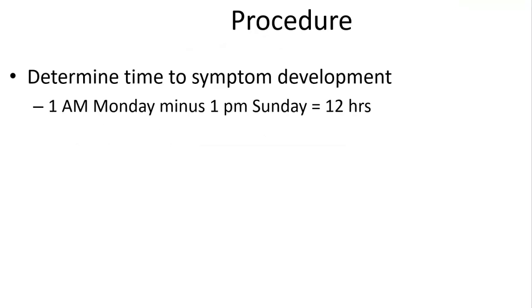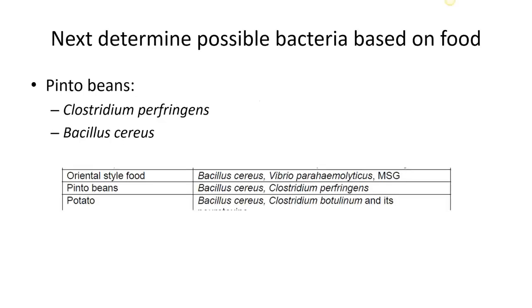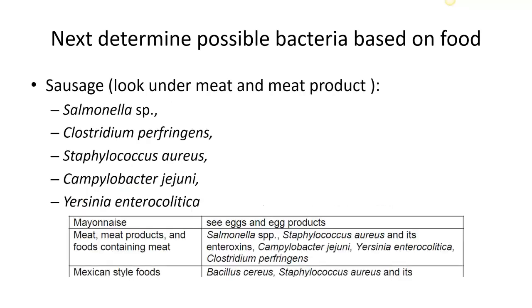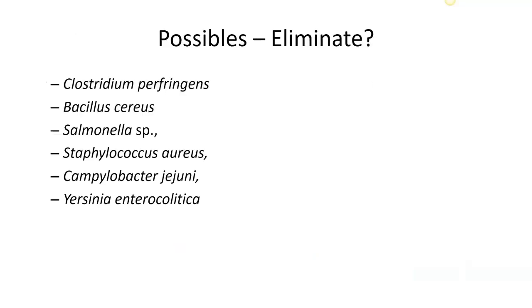Now, what do they do next? Procedure. Determine time of symptom development. 1 a.m. Monday minus 1 p.m. Sunday equals 12 hours. Next, determine possible bacteria based on food. We had pinto beans, and pinto beans gives us a possibility of Clostridium perfringens or Bacillus cereus. And it said sausage. Look up under meat product. We've got Salmonella, Clostridium perfringens, Staph aureus, Campylobacter, Yersinia enterocolitica. Those are the common things that you would find in sausage. What we then do is we pull all of these together. We could talk about Clostridium perfringens, Bacillus cereus, Salmonella, Staph, Campylobacter, Yersinia.